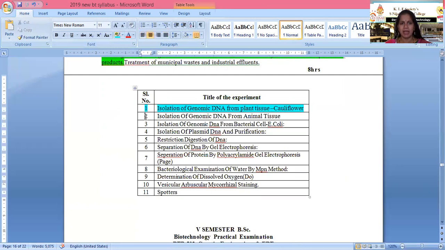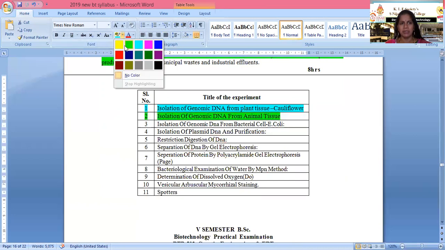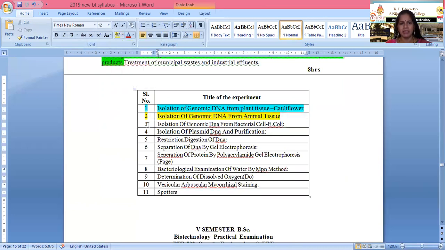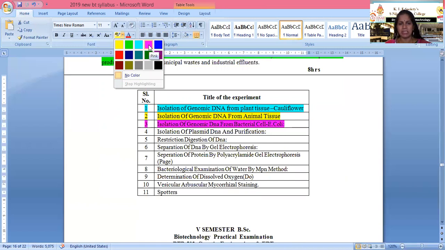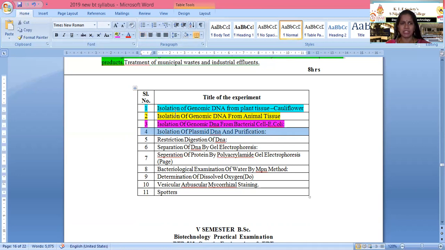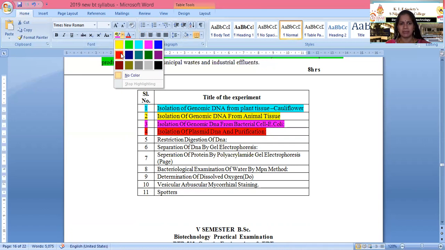Next, isolation of genomic DNA from animal tissue. First we are going to do it with the plant source, then we can also take an animal source, that is animal tissue, goat liver you can choose. Then isolation of genomic DNA from bacterial cells, that is E. coli you can take. Then the fourth is isolation of plasmid DNA and purification. This is just a demo. You are going to learn how to isolate plasmid DNA and purify it. Next one is restriction digestion of DNA.